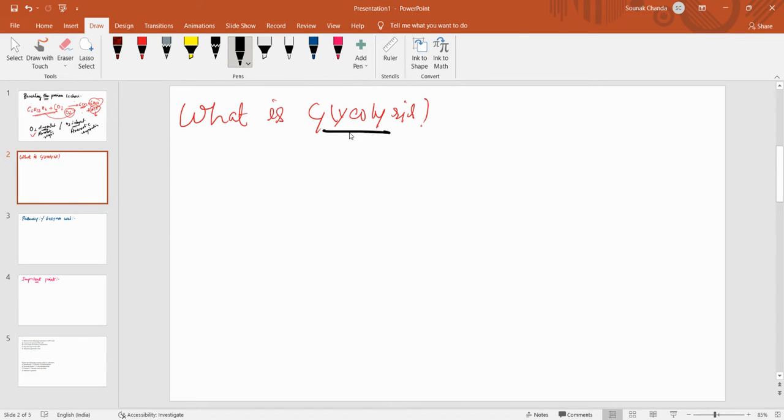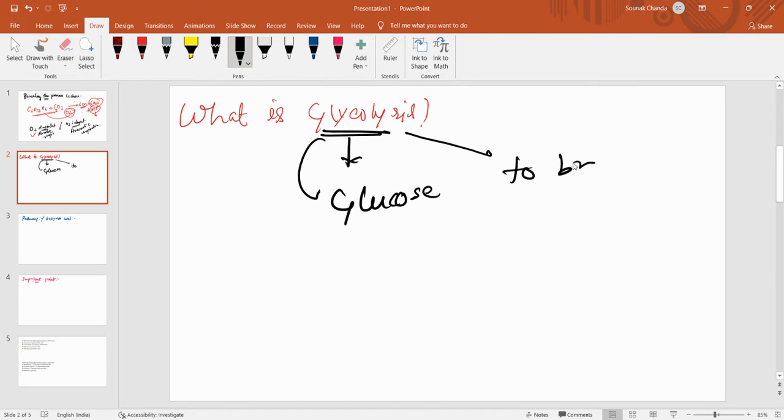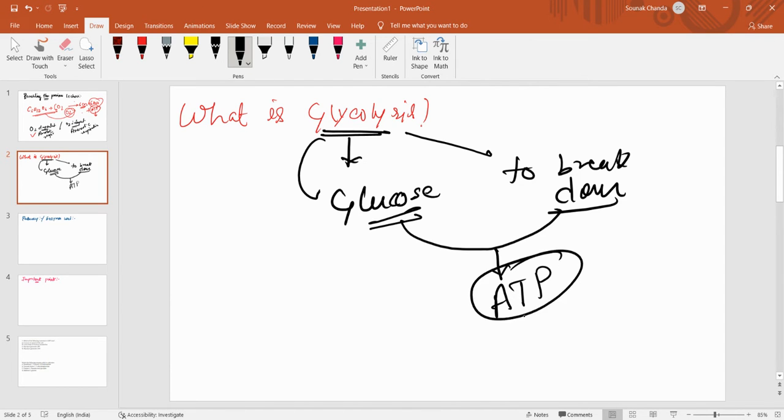If you see the name carefully, glycolysis means: glyco means glucose, and lysis means to break down. So what actually happens in this process is the breakdown of glucose to gain ATP, and this ATP is the energy currency of the cell. We all know that glycolysis is the process of breakdown of glucose to generate ATP.